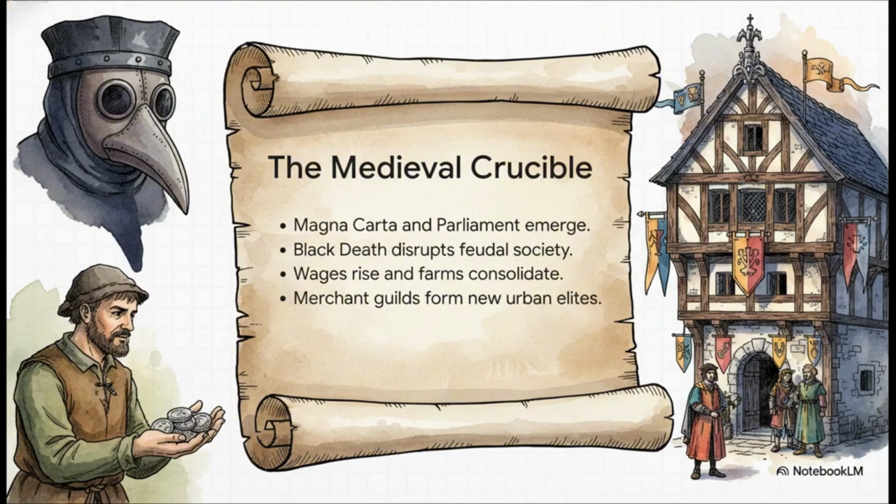It decimated the population, which was horrific, but it made labor suddenly scarce. So everyday farm workers could actually demand better wages. Small farming strips got consolidated, trade expanded, and powerful new merchant guilds popped up. It basically created a brand new urban elite that started challenging the old aristocratic order.